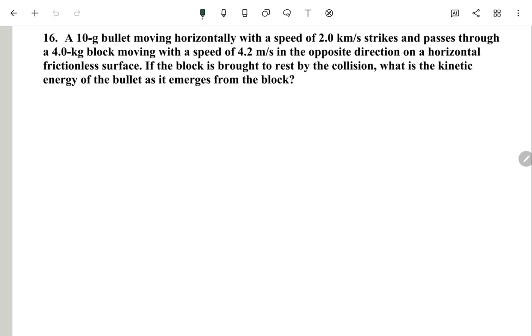So we have here in this situation a bullet moving with speed equal to 2 kilometers per second that collides with a block moving in the opposite direction with speed equal to 4.2 meters per second. Now the bullet passes through the block here, and the block is brought to rest. The question is, what is the kinetic energy of the bullet as it emerges from the block?